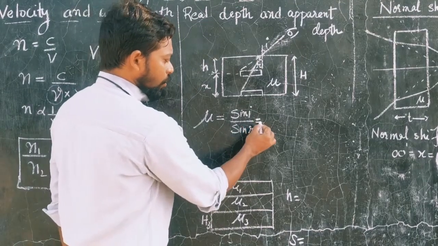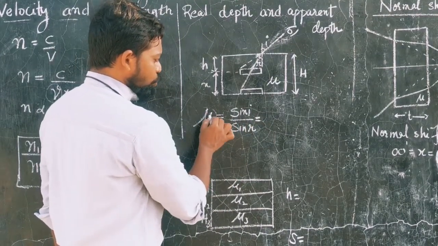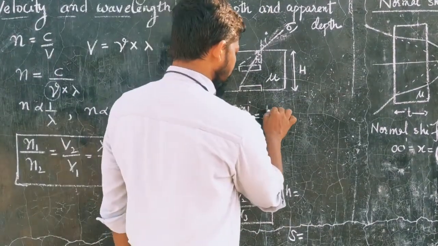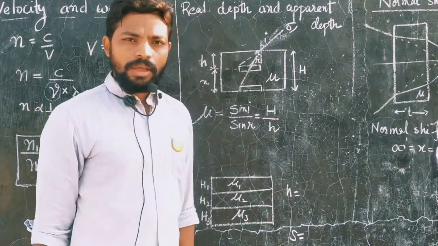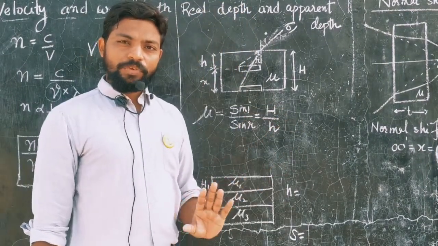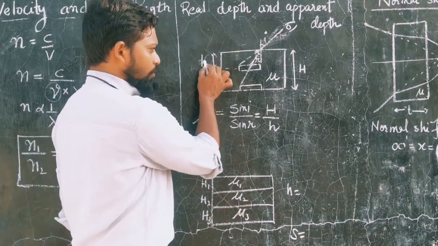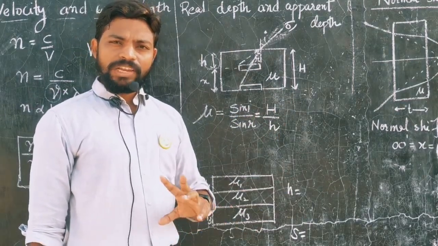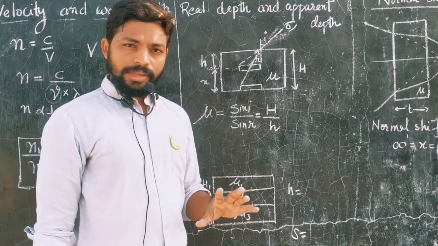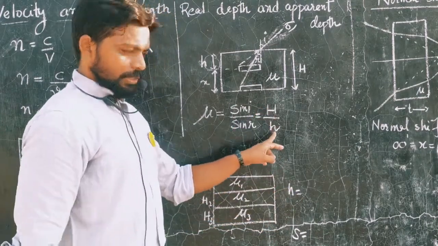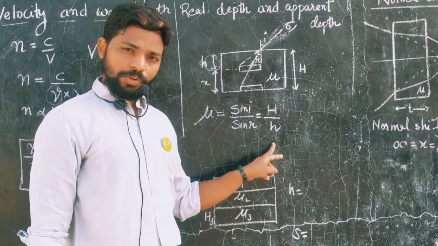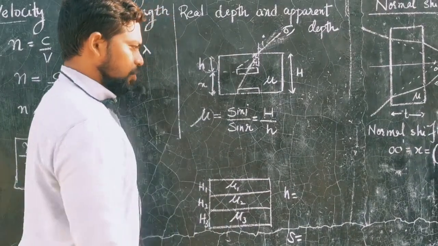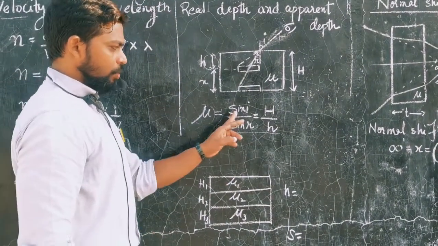Right, and we know that mu will always be greater than 1. So I can write this ratio as capital H by small h. Why not small h by capital H? If I write small h by capital H, I know that this is smaller and this is bigger, so the numerator is smaller, then the mu value will be less than 1. So I cannot write small h by capital H. We have to write capital H by small h because this is bigger than this, and we know the refractive index of any medium is greater than 1. Right. So we are going with this formula, mu is equal to H by h.